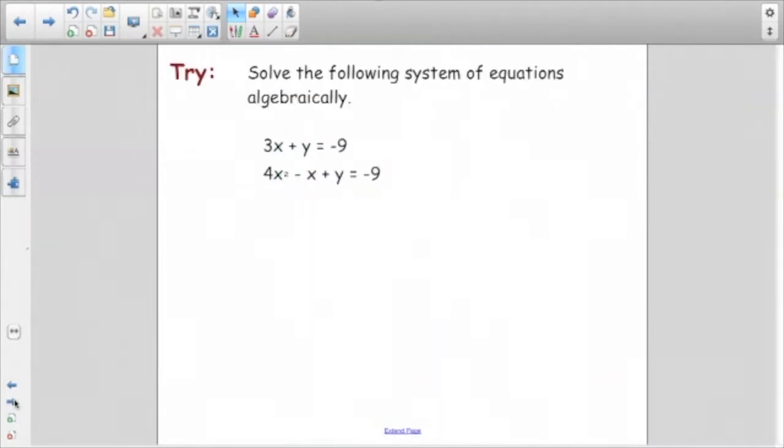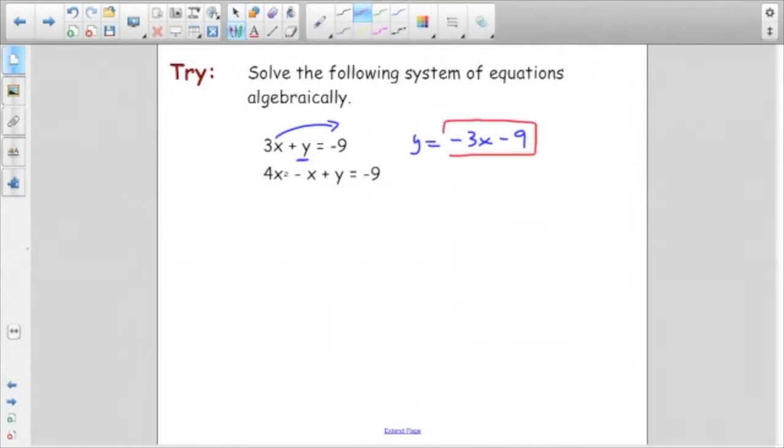Okay, let's try this one. So generally you've got your own method you want to use. You can use elimination, you can use substitution, but I always try and find the easiest way out. In this case, I would use substitution because I have that variable right there by itself. So I'll go y equals, move that over, so it's minus 3x minus 9. So now I've isolated the y. So now it's substitution time, so I take this and I go look for the y and I put it there.